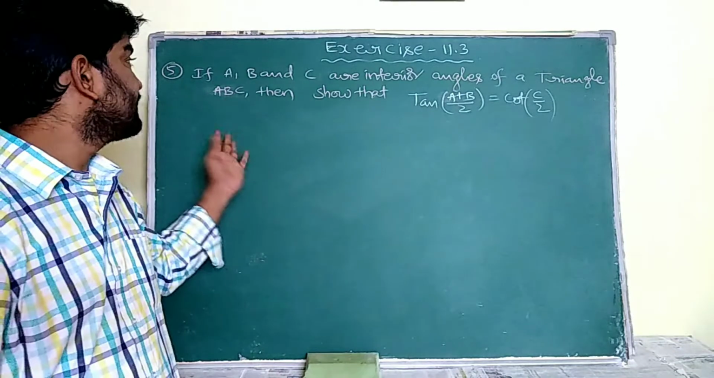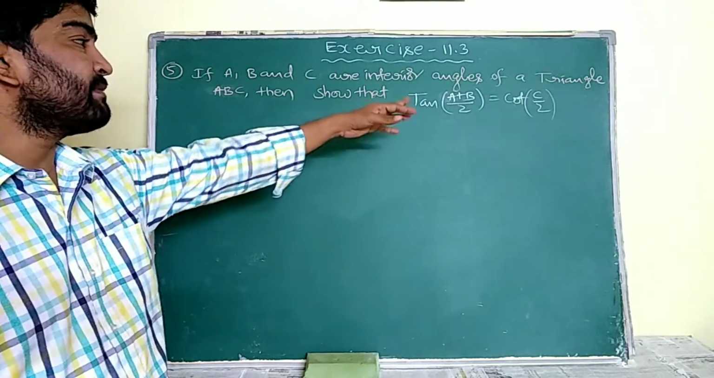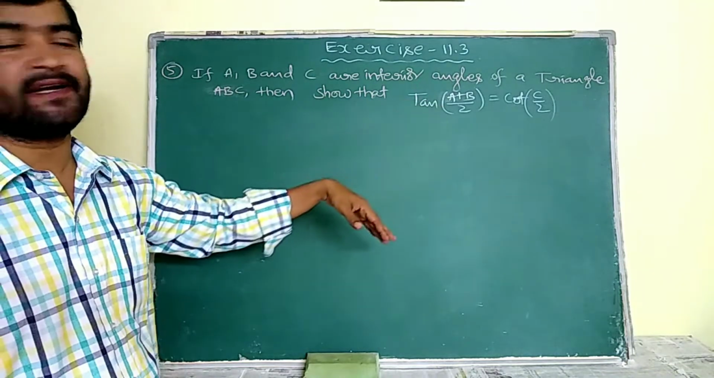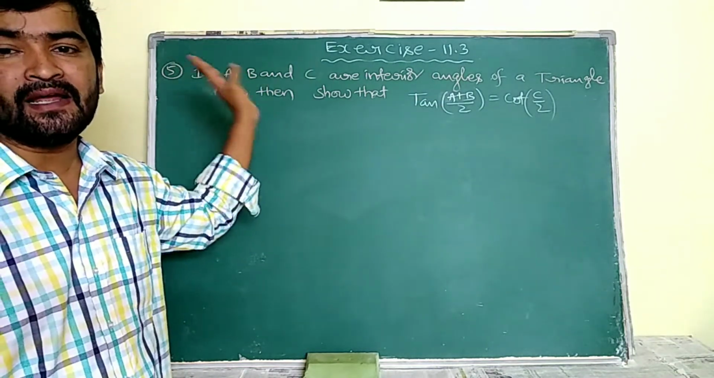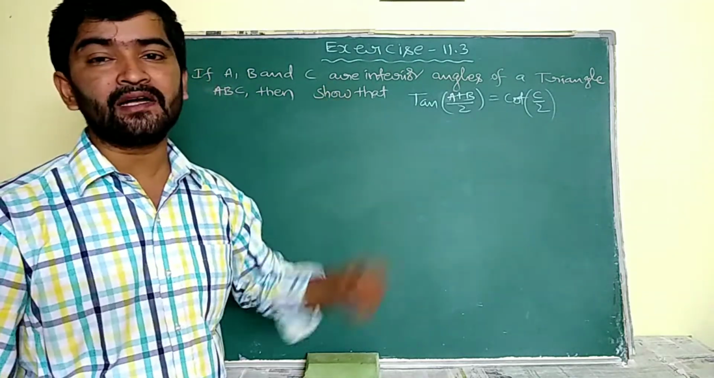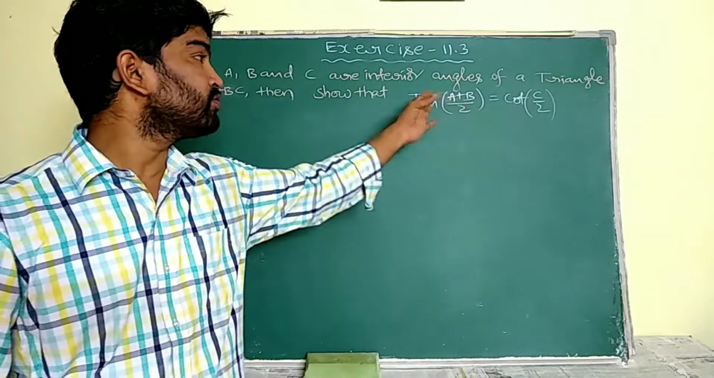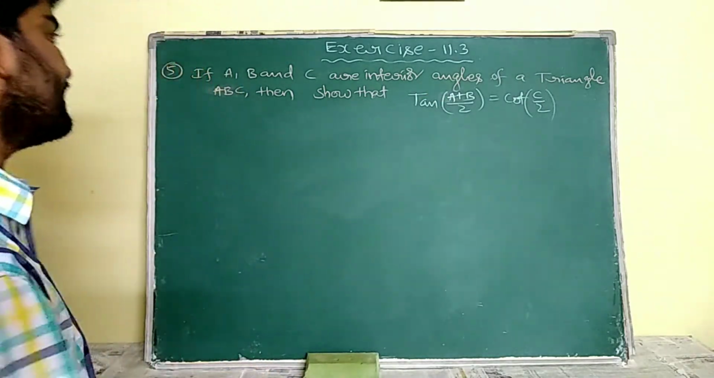That's it. In the fifth question, he is asking us to show that tan (A plus B) by 2 is equal to cot C by 2 if A, B, C are the interior angles of the triangle ABC. Understand? That means if A, B, C are the angles of a triangle, we have to prove tan (A plus B) by 2 is equal to cot C by 2. Okay, it's a very easy question.